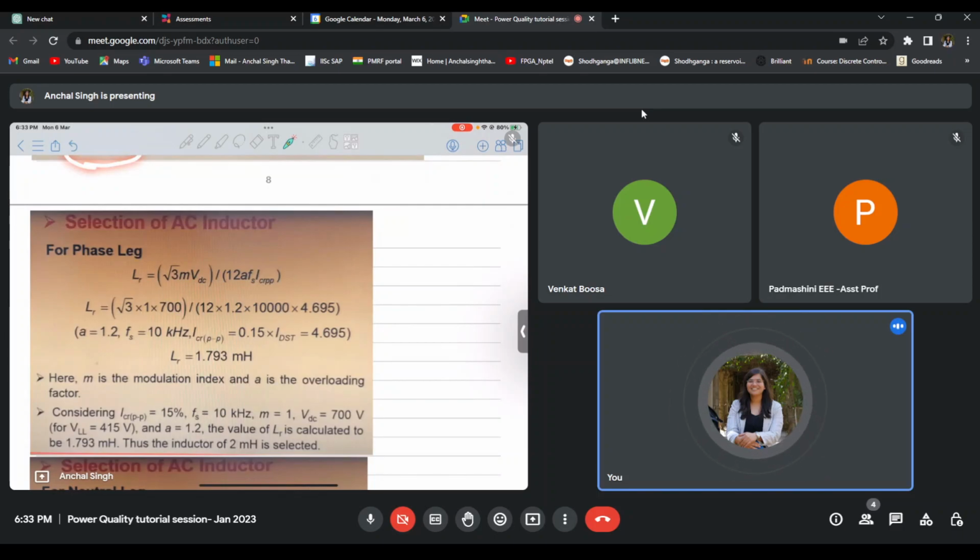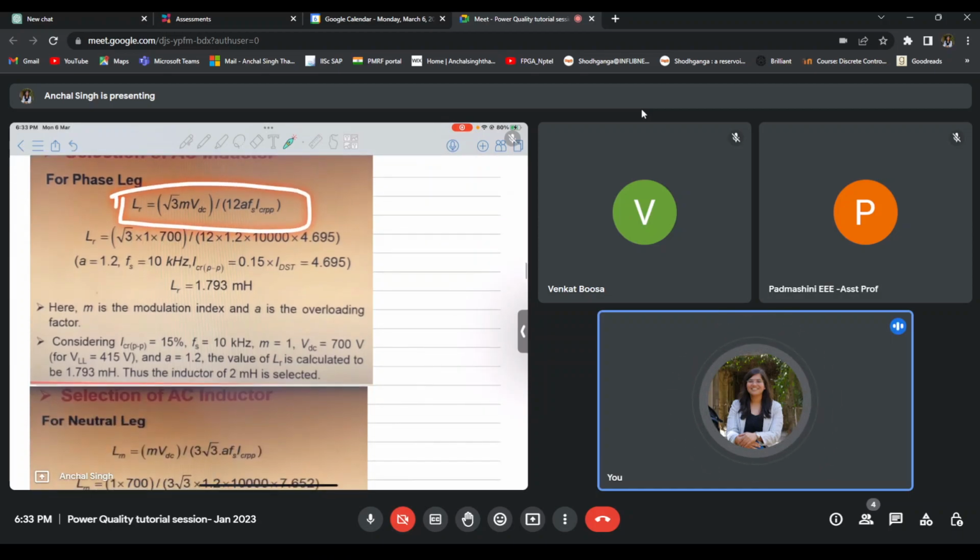Now, let us focus on the selection of AC inductor. When we talk about the selection of AC inductor, we have already used these formulas before. Again, you can just put the values in these and we know what all these values mean. We know the overloading factor, the switching frequency, the ripple current. We have already discussed that. So I won't spend much time on these things again.